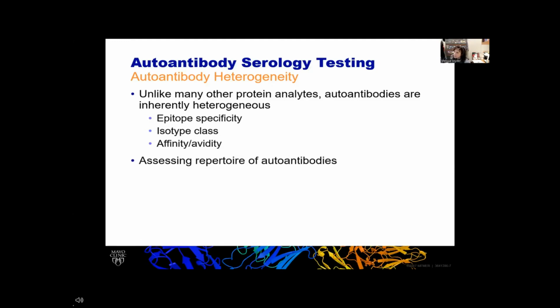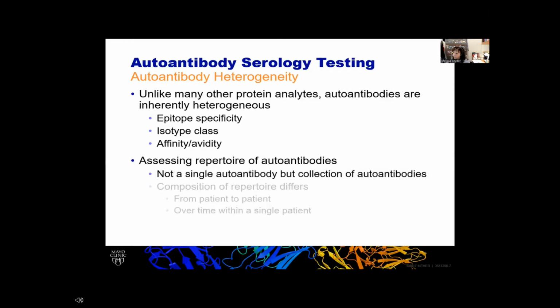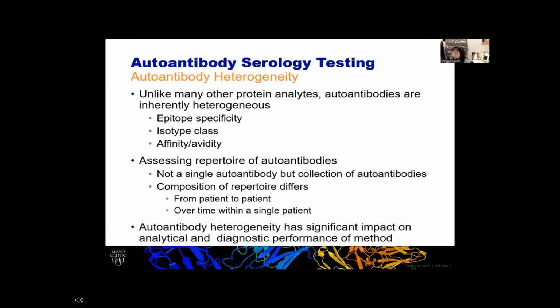The other thing we need to remember is that when we are talking about detecting an autoantibody, we're really talking about assessing the repertoire of autoantibodies that a patient might have. This is not a single autoantibody, but rather a collection of autoantibodies. This repertoire may differ from patient to patient, but it may even differ within a single patient over time. The key takeaway here is that autoantibody heterogeneity does have a very significant impact on both the analytical performance of the method as well as its diagnostic characteristics.